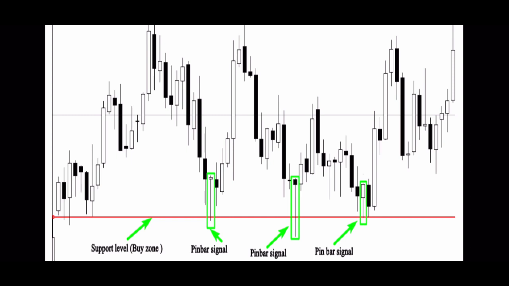The second trading opportunity occurs near the support level. You should place a buy order after the close of the pin bar, and your stop loss should be below the support level. Your profit target is the next resistance level. The third setup is an obvious buying opportunity. As you can see, the market was rejected from the support level and formed a pin bar to inform us that the buyers are still there. The market is likely to bounce from the support level.